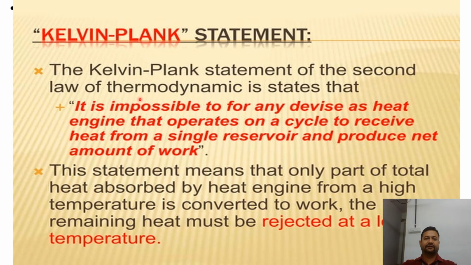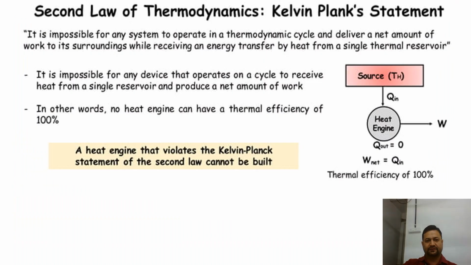The Kelvin-Planck statement says it is impossible for any device that operates on a cycle to receive heat from a single reservoir and produce a net amount of work. Both are negative statements. They give a negative statement, then prove that statement wrong, the same as you do in mathematical induction. It is impossible, directly saying that it is not possible for any device to work with a single source. I will explain with the diagram.